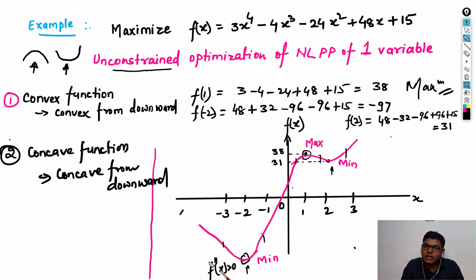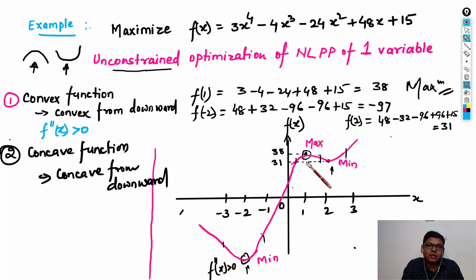So what is the condition for a convex function? f double prime x should be greater than 0. So this is the condition for a convex function, that is, f double prime x should be greater than 0. This is a concave function.